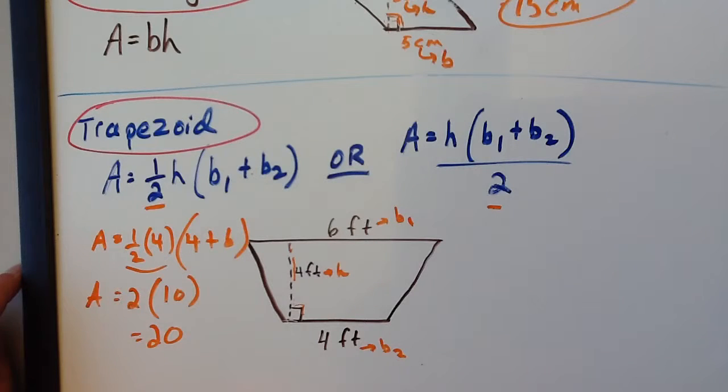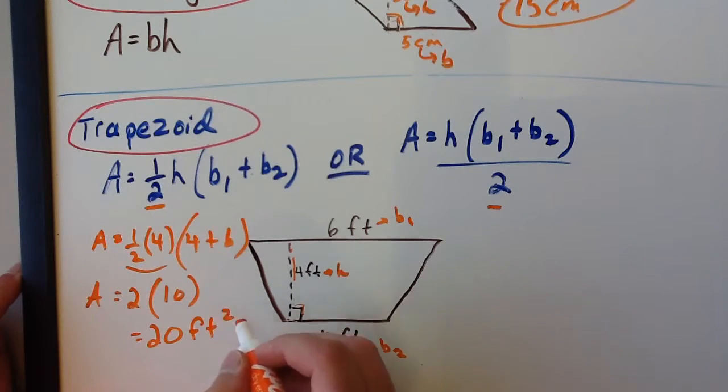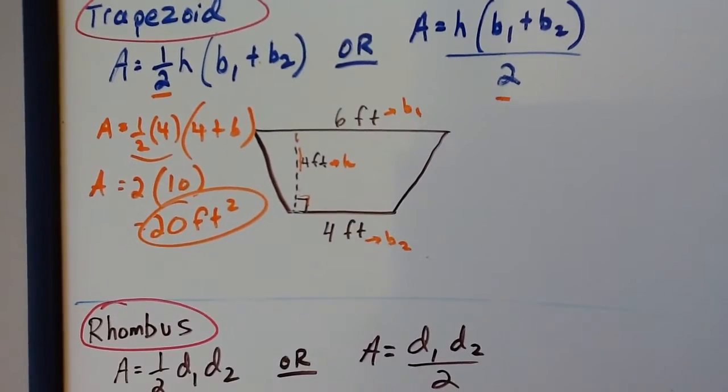Now the last step is to label the units, which I'm in feet here, so my units will be square feet, feet squared. The third polygon we'll look at is a rhombus.